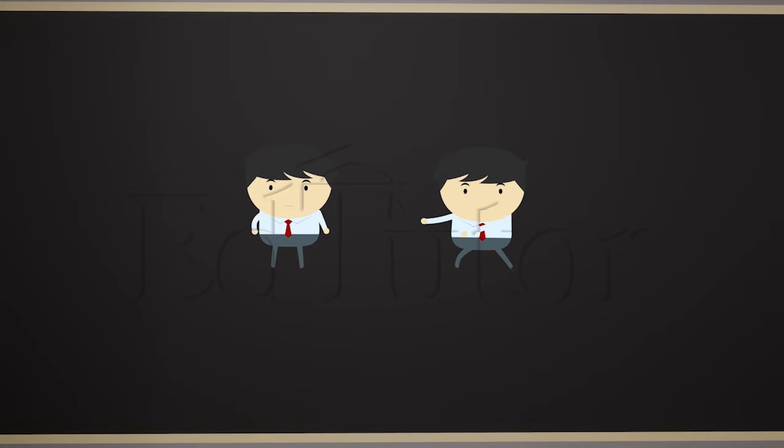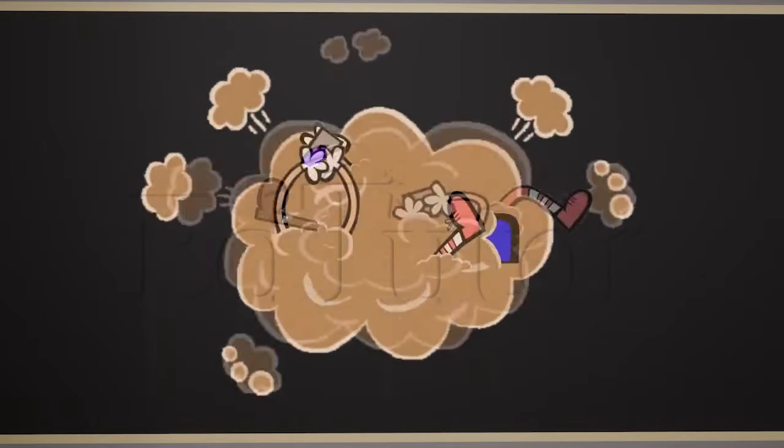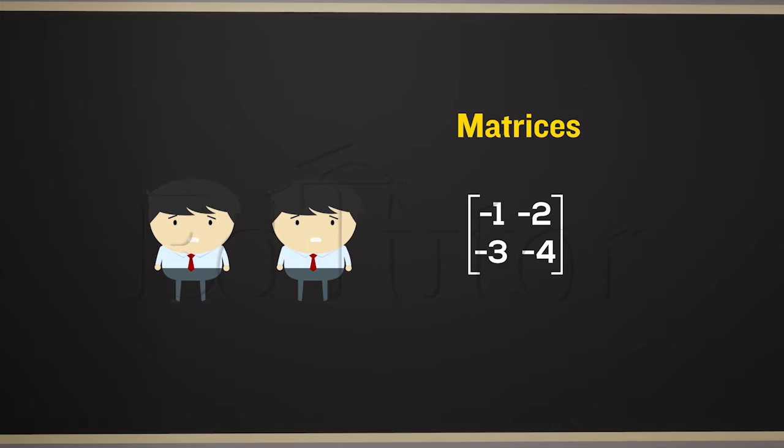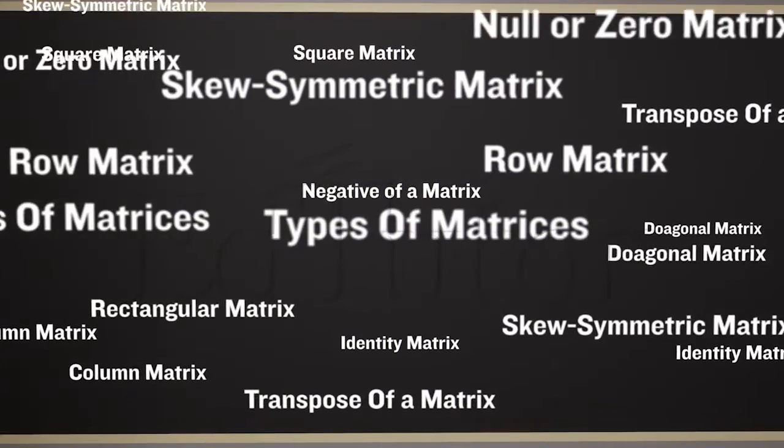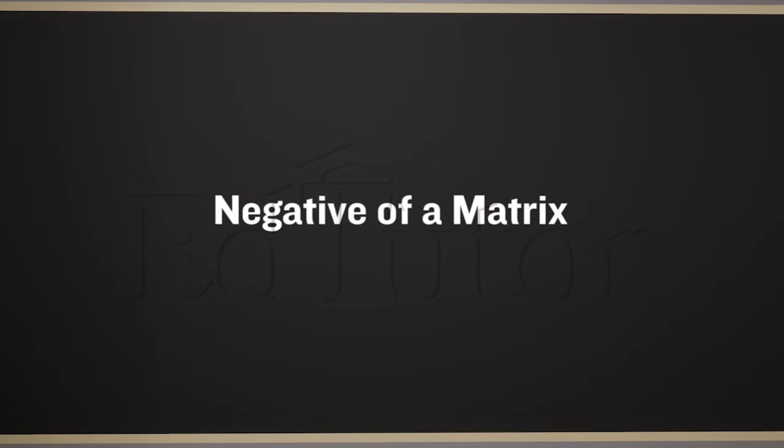Negativity is never desired. Its effects can be drastic, but matrices seem to be happy with this phenomenon. You are watching the types of matrices, and we are talking about the negative of a matrix. This one is quite simple.